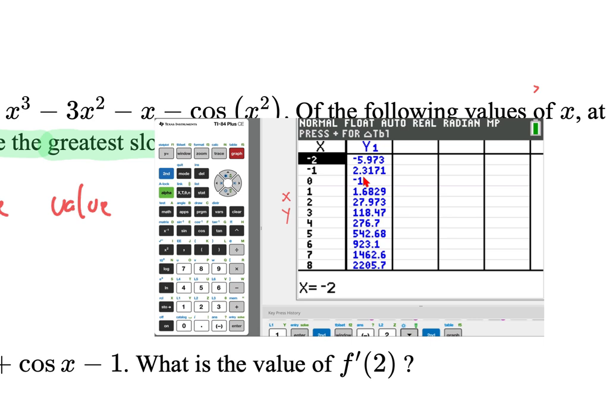So maybe a little faster if you have a bunch of values that you have to plug into a function, in this case y1. Maybe this is a better way.